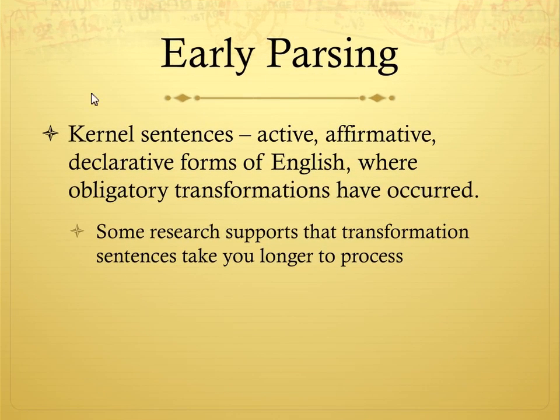Kernel sentences are active, affirmative, declarative forms of English where all of the obligatory transformations have occurred. And that just sounds very formal, but basically what it's saying is that sentences in active voice that are declarative, that are fact-based, with those transformations, are the easiest to read because they are the most direct. They're a parse tree that you would expect. It's a noun phrase, verb phrase, direct objects. And there's research that supports that sentences that aren't these kernel sentences, that require more transformations, take you longer to process.